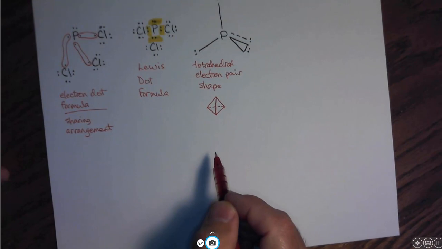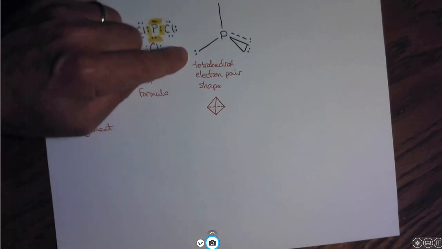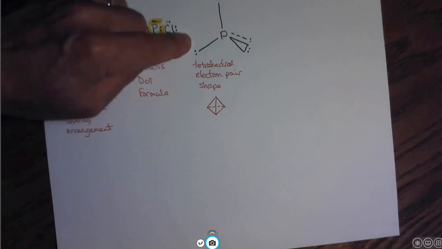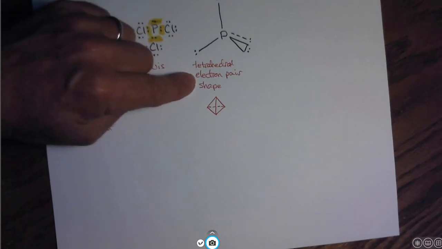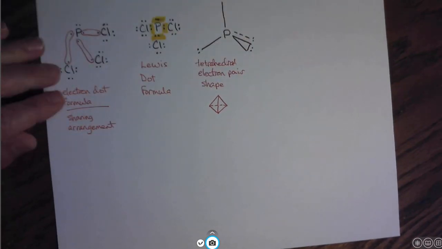All right, so what's the next step we're going to follow here? Let's see. How about we go to Aiden? What's the next thing I need to do, Aiden? I've got the tetrahedral electron pair shape. What's the next thing I need to do?